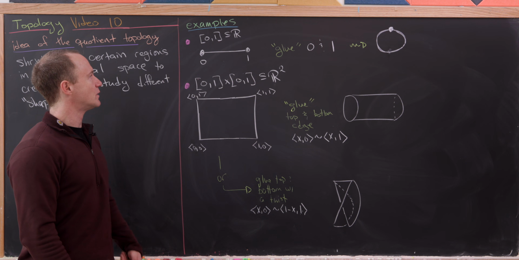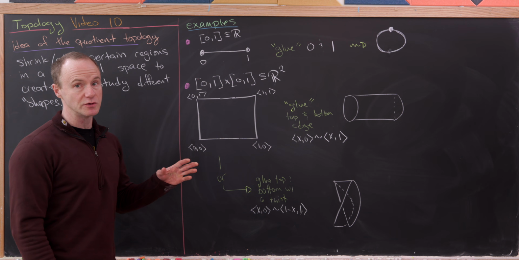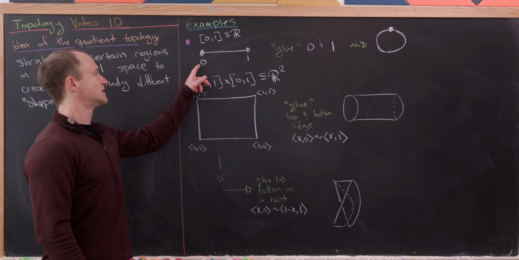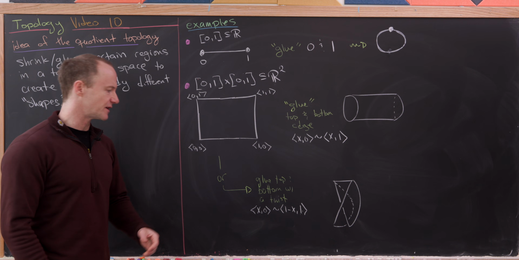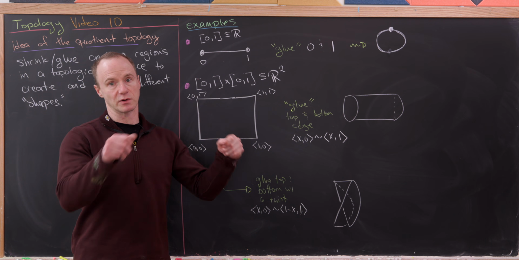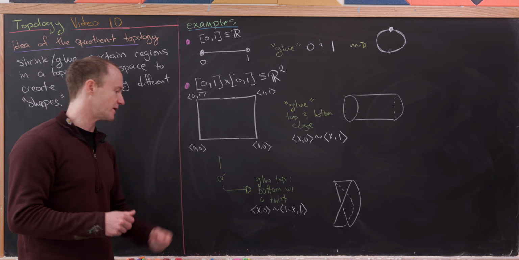So let's say we start with the closed interval from 0 to 1 and we glue the two endpoints. So we glue 0 with 1. That pretty clearly creates a circle. It's like we're tying a piece of string, one end of it to the other end of it, if you will.